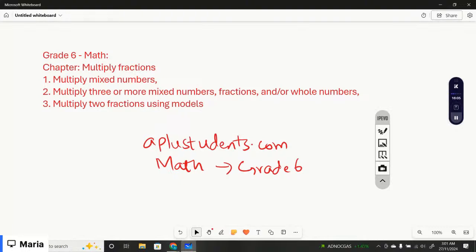The lessons we're going to cover today are multiply mixed numbers, multiply three or more mixed numbers, fractions, and whole numbers, multiply two fractions using models. So please make sure you have your notebook and pencil so that you can note down the important examples and definitions as well.